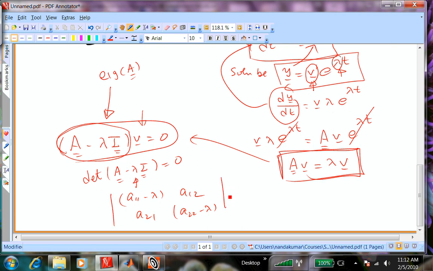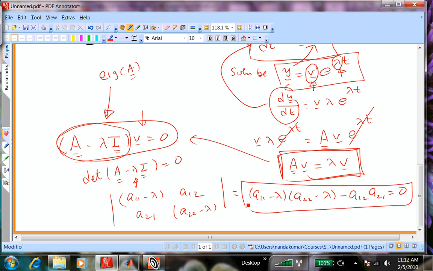For a 3x3 system, you'll have the same thing, A11, A12, A13, etc. Okay? So I want the determinant of this to be written as A11 minus lambda multiplied by A22 minus lambda minus A12 times A21 equal to 0. I want the determinant to be equal to 0. This is also called a characteristic polynomial of a particular matrix because it depends on the matrix coefficients A11, A12, etc. What is the degree of this polynomial? 2. Because when you expand it, you'll get lambda squared. So this will have two roots. These two roots are the same characteristic roots that we obtained the other way.